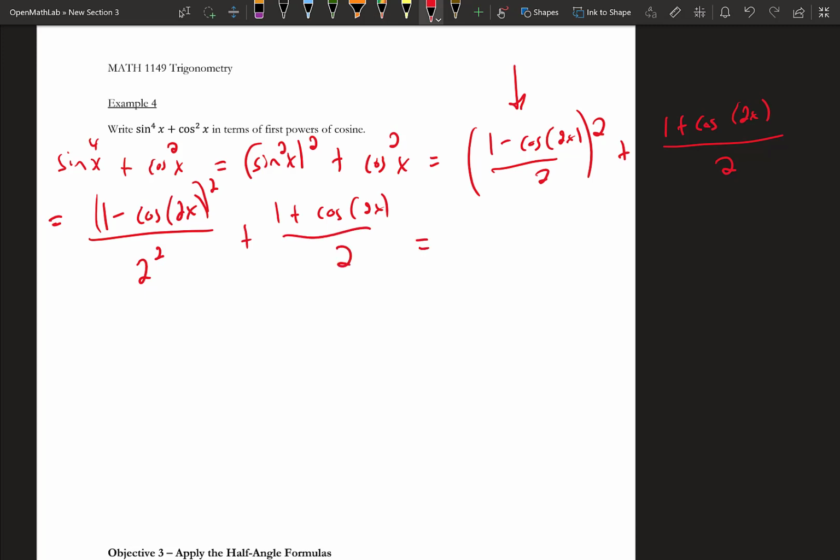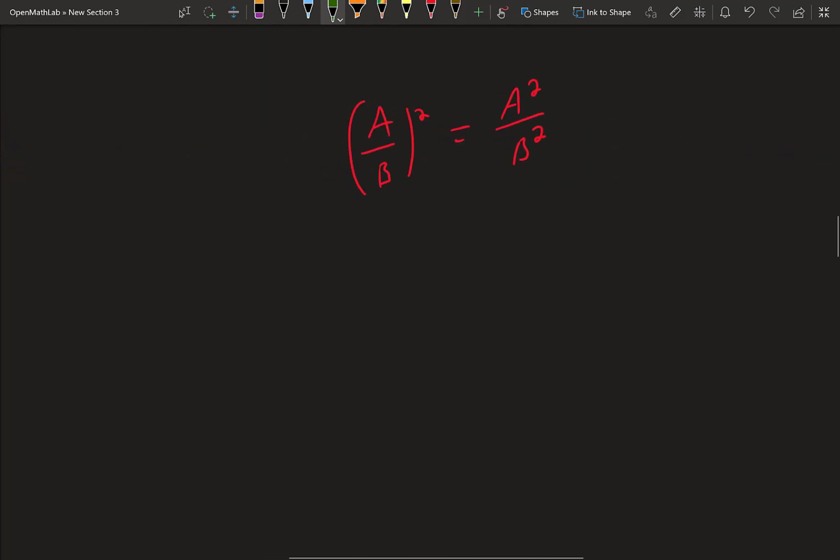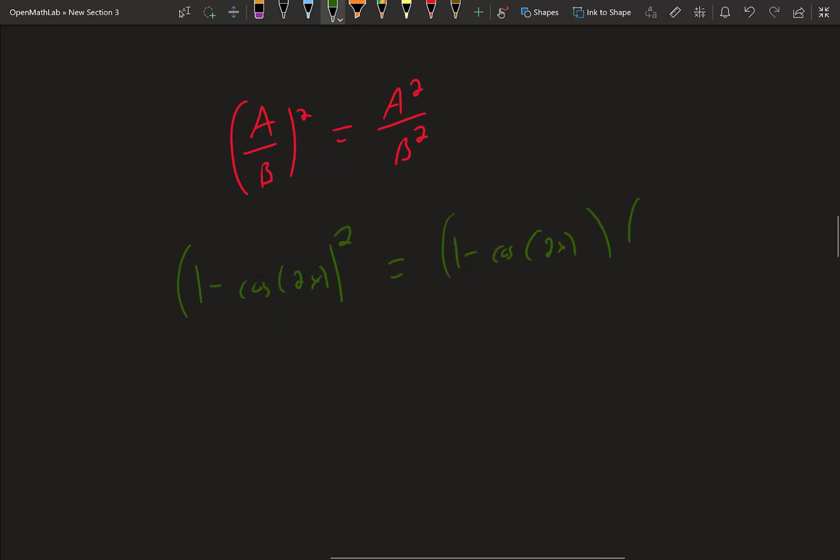Right, so let me work this part off to the side. If you want to look at 1 minus cosine of 2x quantity squared, you should know that this equals 1 minus cosine of 2x times 1 minus cosine of 2x. And then we need to FOIL, right?